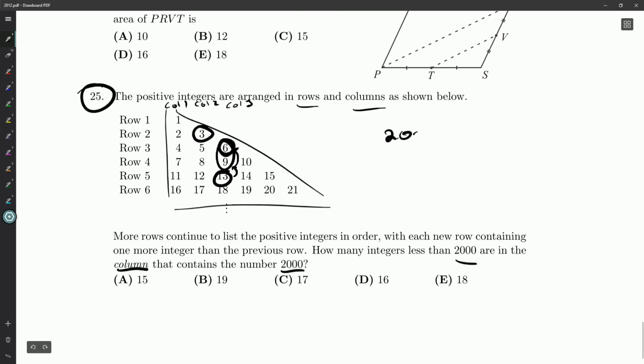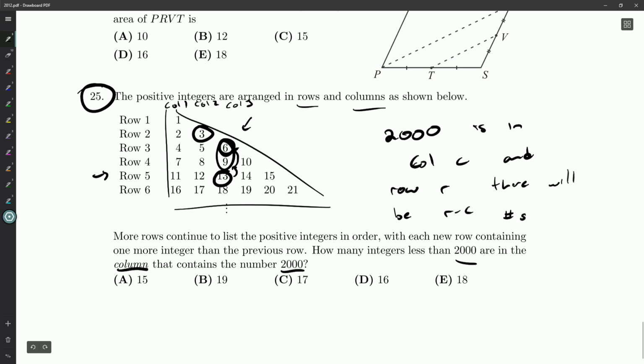So if 2,000 is in column C and row R, there will be, I think, C minus R. No, R minus C, because R should be the bigger number. R is always bigger than or equal to C. So R minus C numbers above it.